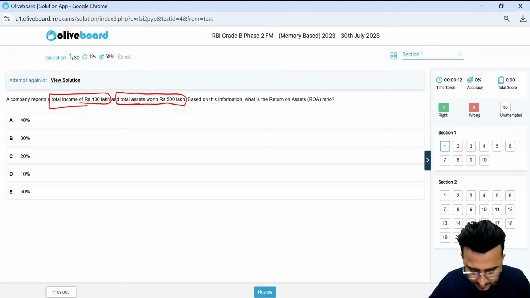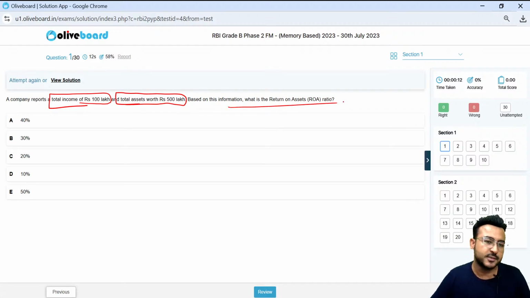Okay. Personally, if I am setting this paper, I will never ask this question. Why? Because anybody can do it, right? So this is the easiest level I can say of the ratio analysis. And let me tell you guys why anybody will be able to do this.